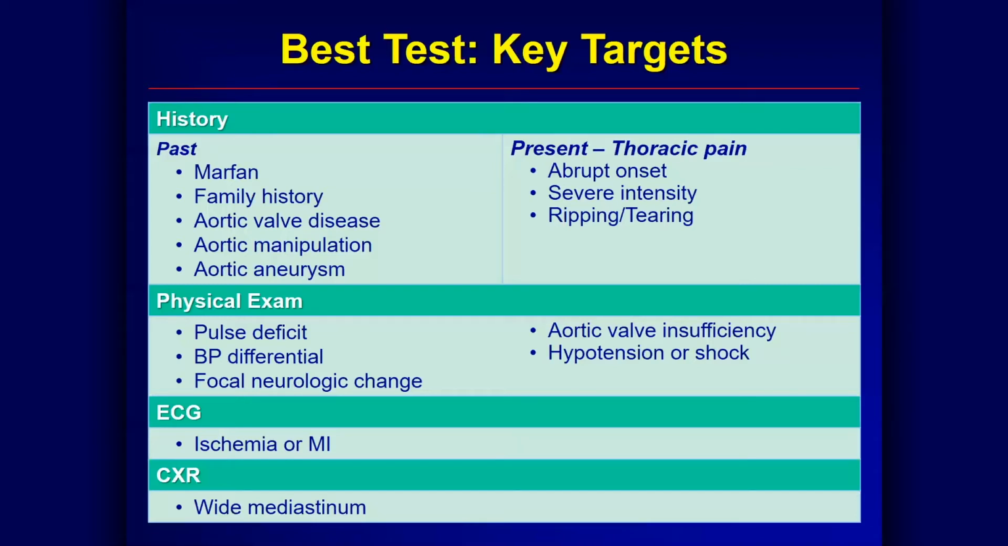Obviously, the EKG is helpful if there's no ischemia or MI, but sometimes patients with dissection do have abnormalities of the ECG, and unfortunately, a small percentage of them actually have both a dissection and an MI caused by interruption of one of the coronary ostia from the dissecting process. The chest X-ray is also very helpful, looking for the possibility of a wide mediastinum.